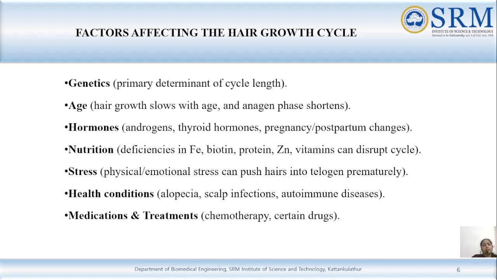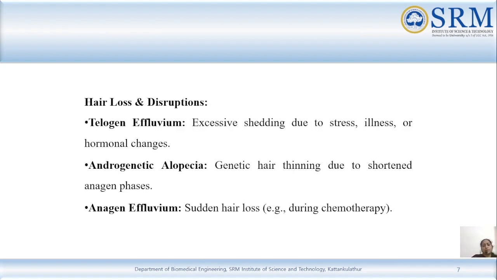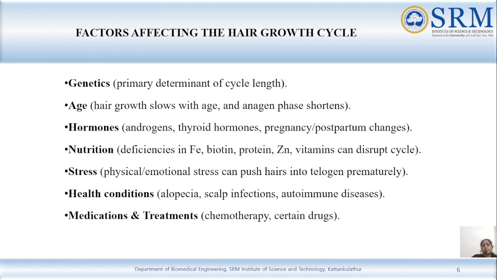And if you're looking at hormonal changes, so production of androgen, thyroid hormone, pregnancy hormone, etc., especially postpartum changes, these can influence how the hair growth happens. So people usually notice post pregnancy there's a lot of hair fall or certain changes in the hair growth cycle. Apart from that, nutrition also plays a major role. If you have deficiencies in iron, biotin, protein, zinc, and vitamins, this can also disrupt the cycle.